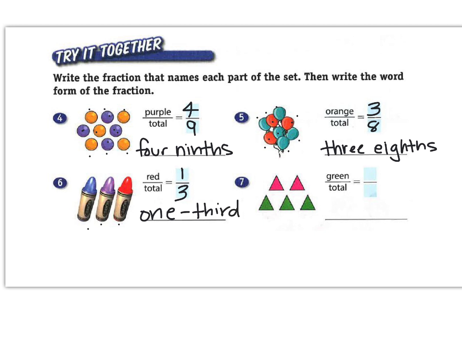And the last one here, number 7, the total number of green is 1, 2, 3, and the total number of triangles is 1, 2, 3, 4, 5. So then we would say that is 3/5 is the fraction. That's an F right here.